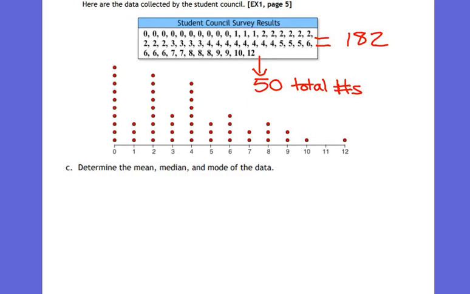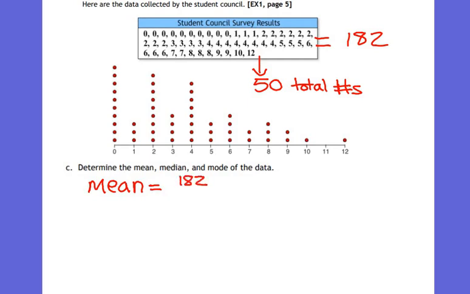There were 50 total numbers. So I needed that piece of information to help me find the mean. And mean is our average. So to find my mean, I had to add them all up. Did I add them all up? Yes. What did I get when I added them all up?